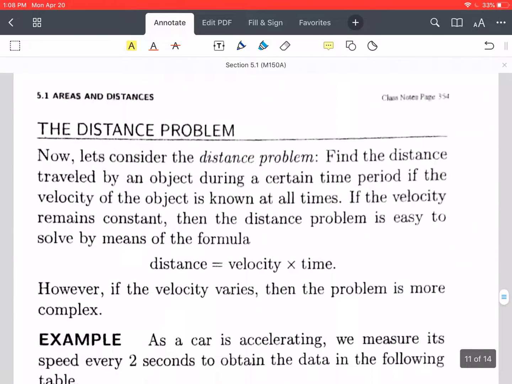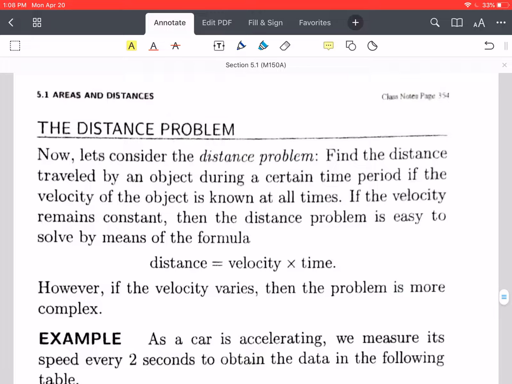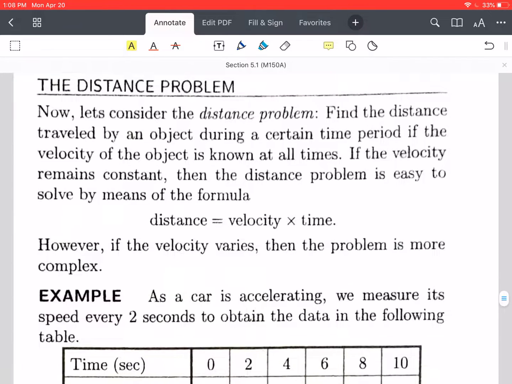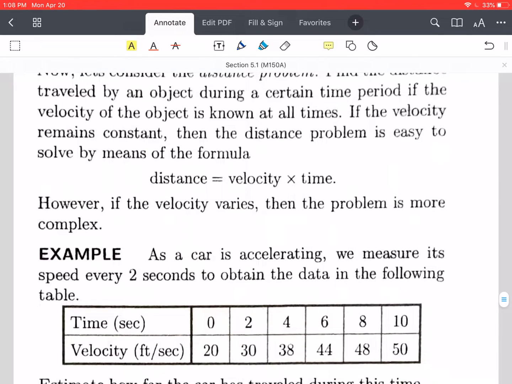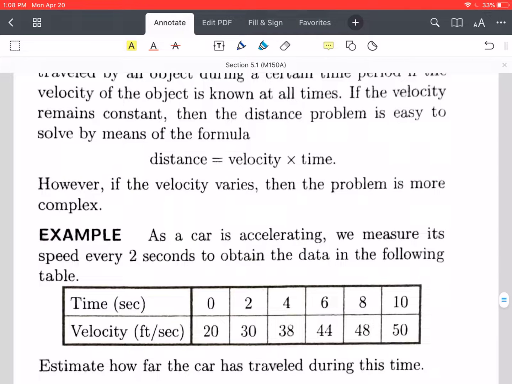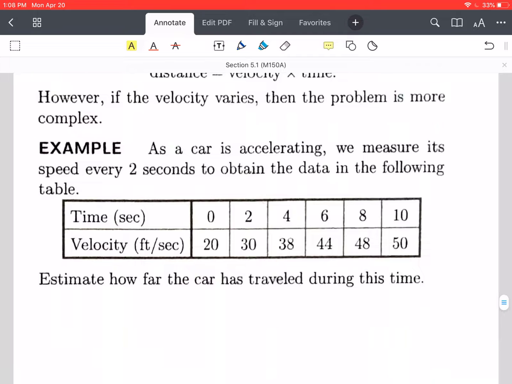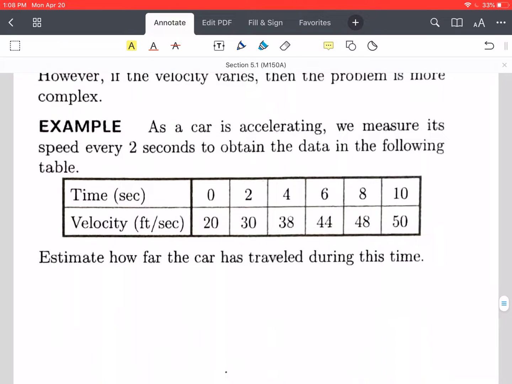All right, so now let's go ahead and take a look at the application portion of this section. So we can discuss distance as area under a curve. Remember that distance equals velocity times time, but when we are looking at a graph of velocity, we can use the area under that velocity curve to determine the distance traveled. So here we have, as the car is accelerating, we measure its speed every 2 seconds to obtain the data in the following table and estimate how far the car has traveled during this time.